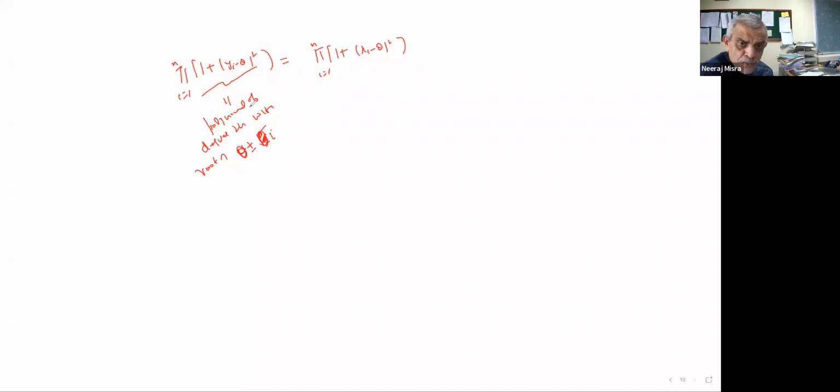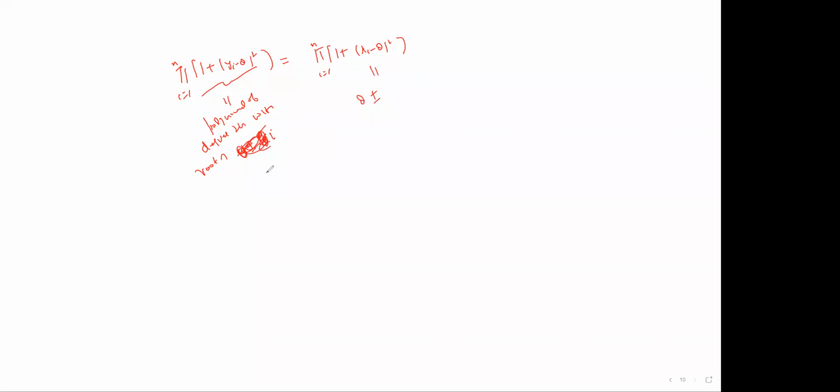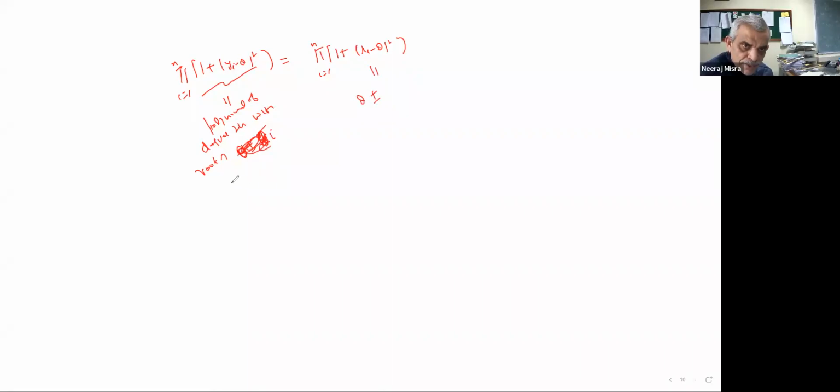So it has 2n roots, and all of them are these roots. This also has the same roots. Actually, the roots are not this; the roots will be in terms of theta. Roots are yi plus minus i, right? This would have roots xi plus minus i, right?